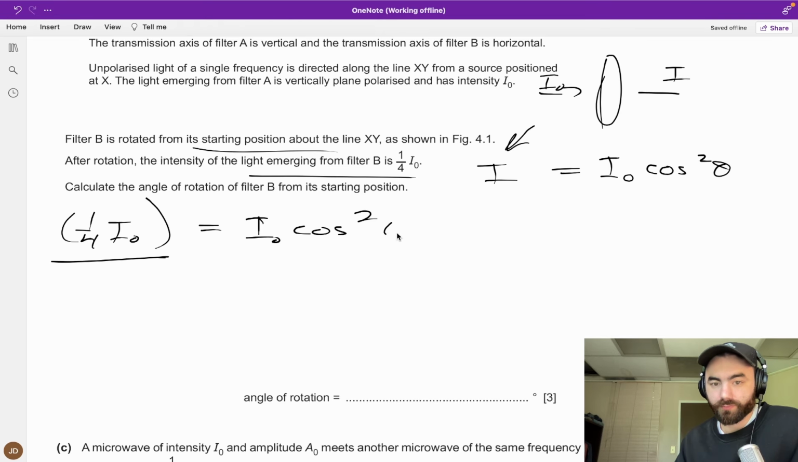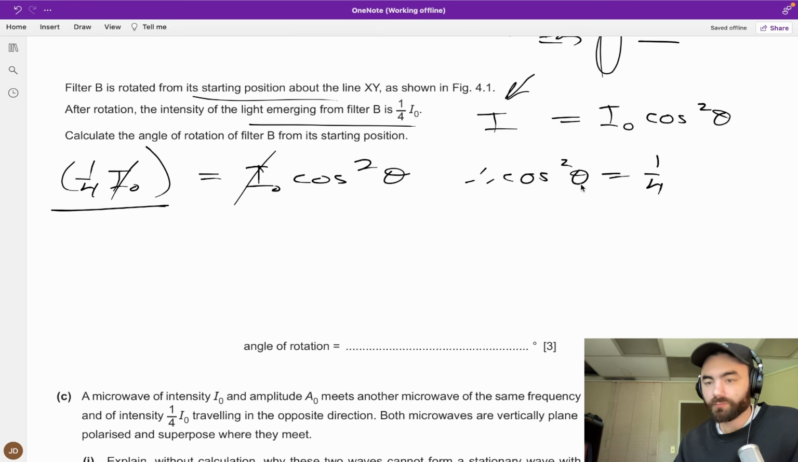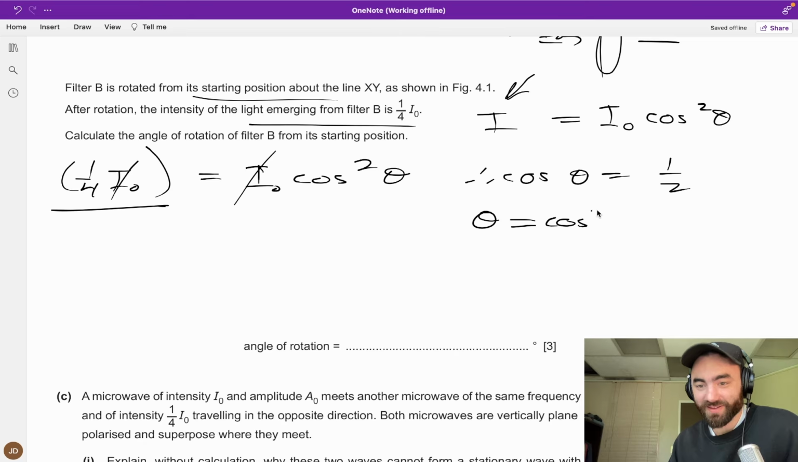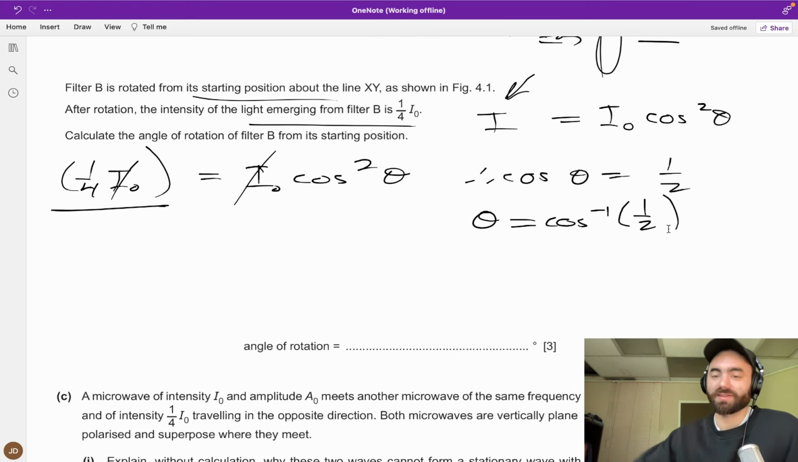What's the angle? Well, these will cancel. You get, therefore, cos squared theta equals 1/4. Square root that. It'd be a half. It'd be plus or minus, but you can just make it positive because it's a cycle, so it just repeats. So theta equals cos inverse of 1/2. What is this? Cos inverse of 1/2.